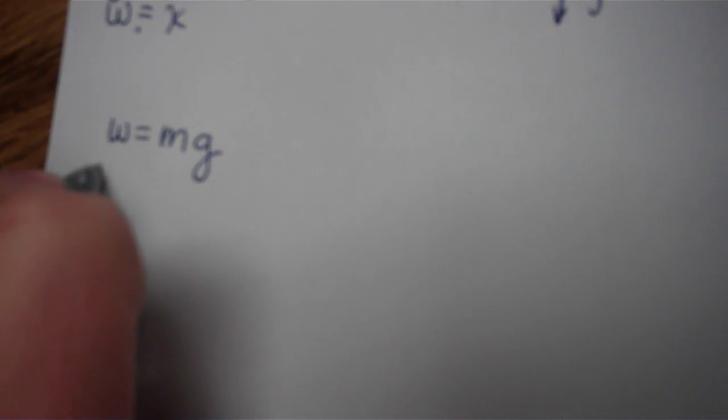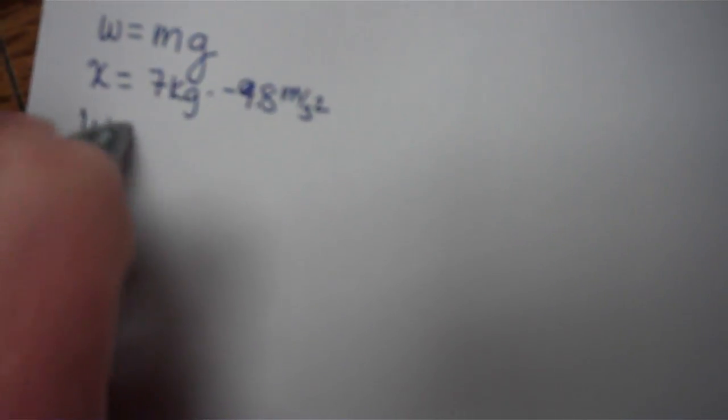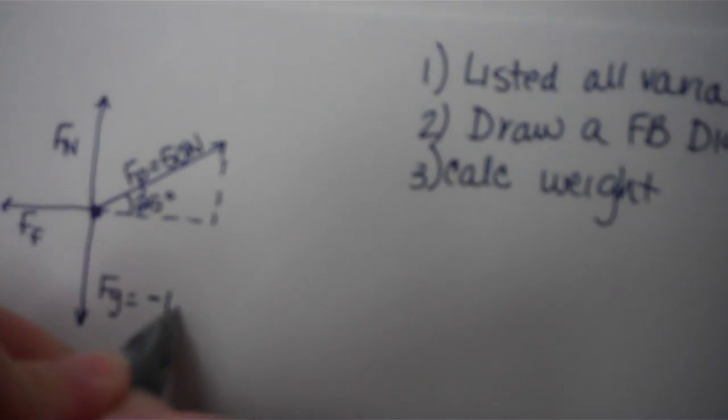So we're going to take a look at this. We've got W is equal to mg. Our weight, we don't know what it is. Our mass is 7 kilograms, and gravity is negative 9.8 meters per second squared. So in this case, our weight, using our calculator, is 68.6. So our weight here is negative 68.6 newtons. So we're going to fill that in for the force of gravity.